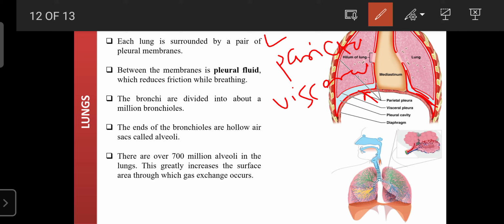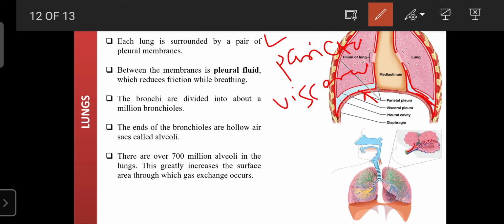That fluid also protects the lungs, or avoids over-stressing of the lungs during forceful inspiration. During forceful inspiration, the lungs expand and there is a chance of injury, but that does not happen due to the presence of the pleural fluid. So that's why the pleural fluid or cavity gives mechanical support to our lungs.